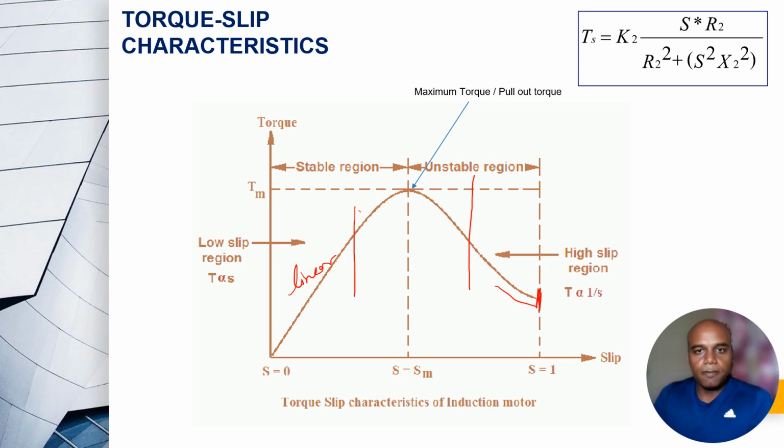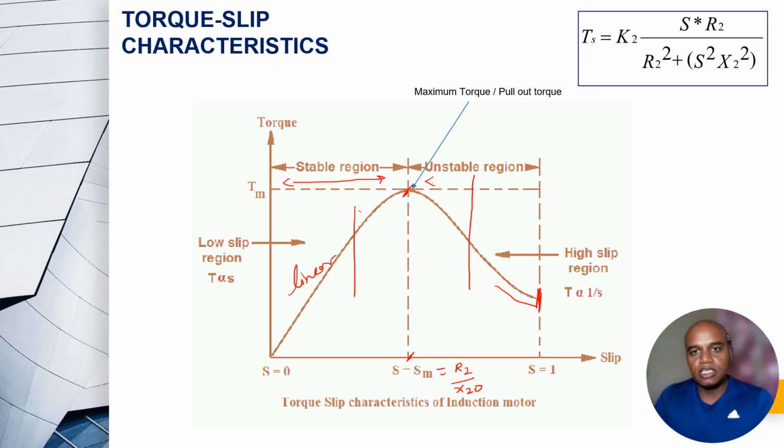At this point, as I've told you, the intermediate slip region will also have the maximum torque or the pull-out torque produced by the induction motor. So this is the slip value where the induction motor produces the maximum torque, the SM, where SM is nothing but the ratio of R2 divided by X2 naught. And this is the operating region of my three-phase induction motor. This region is also known as the stable region.